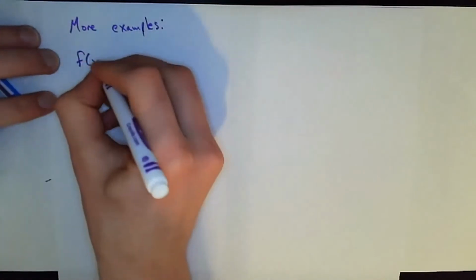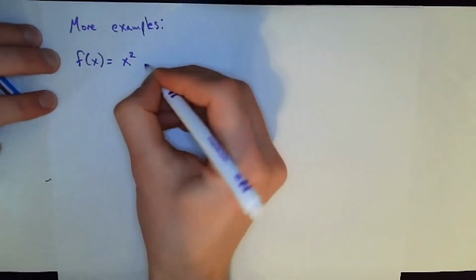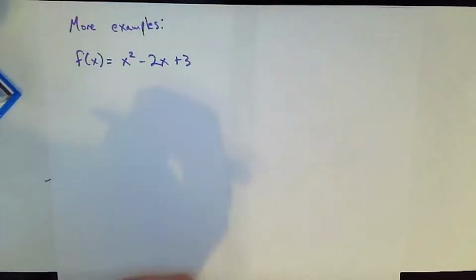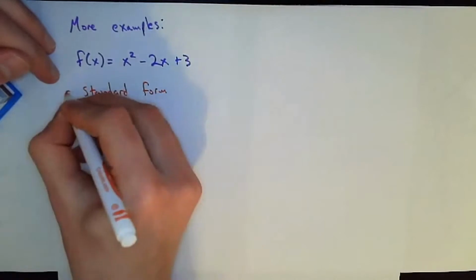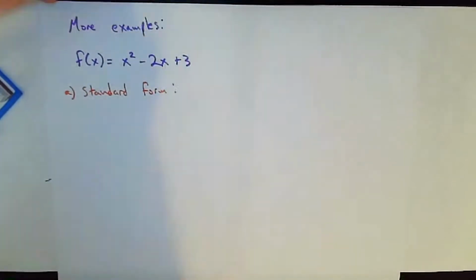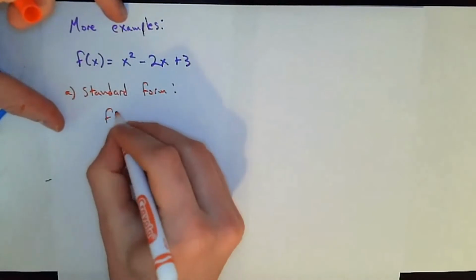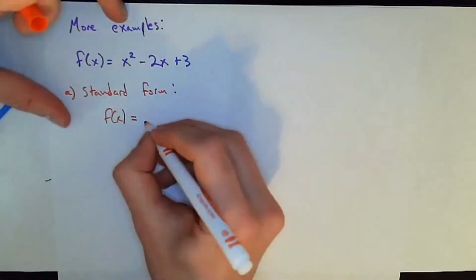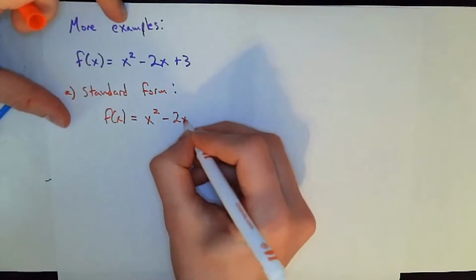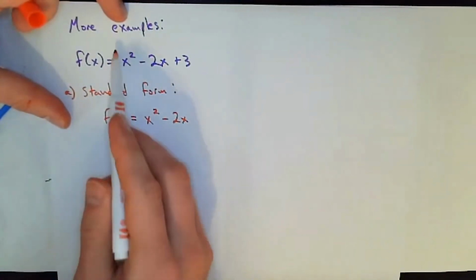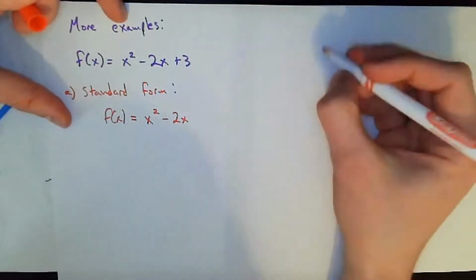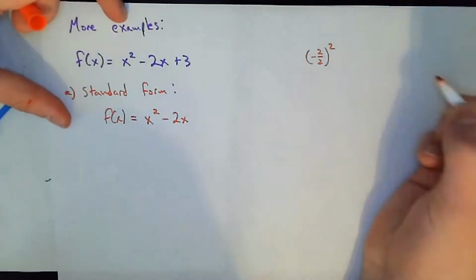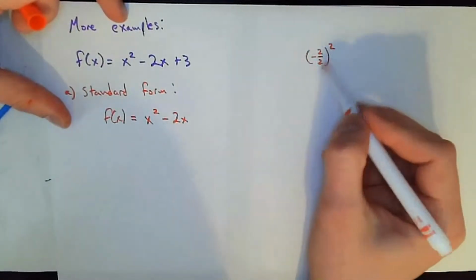All right, let's start with f of x equals x squared minus 2x plus 3. We worked this one earlier. I'll call this part A, standard form. I'll rework it quickly. I need to say minus 2x. I need to factor off any leading coefficient, but that's just a 1 there, so I don't need to do anything. So I can just think about what's half of negative 2, squared. That's what gets added here.